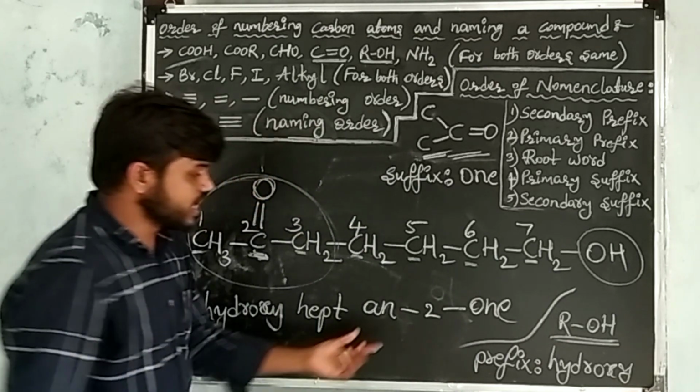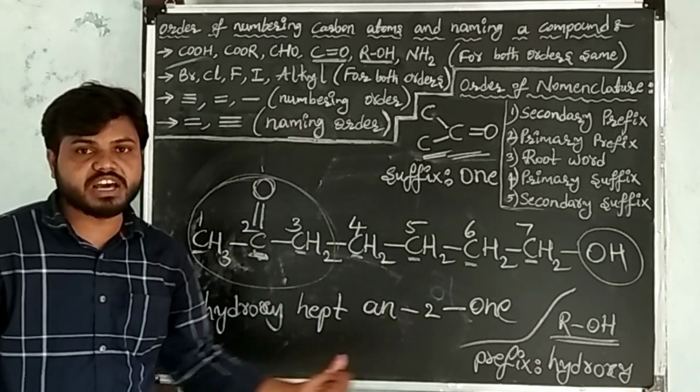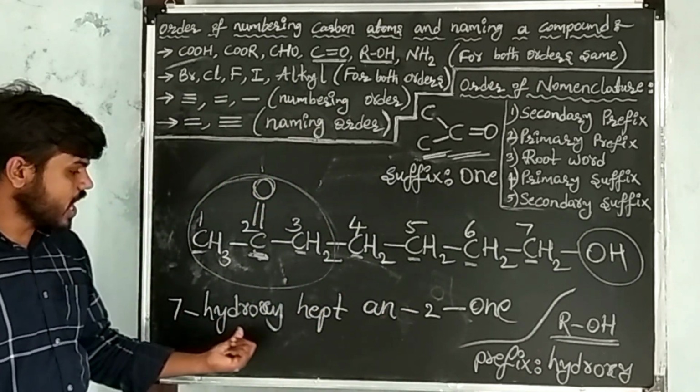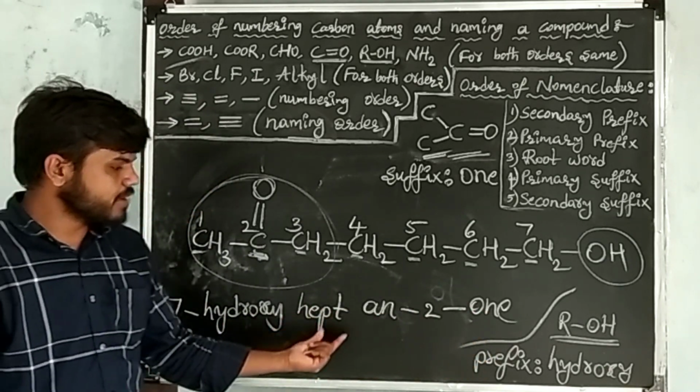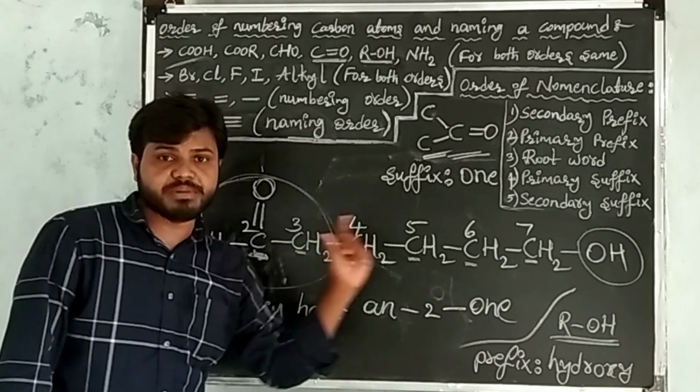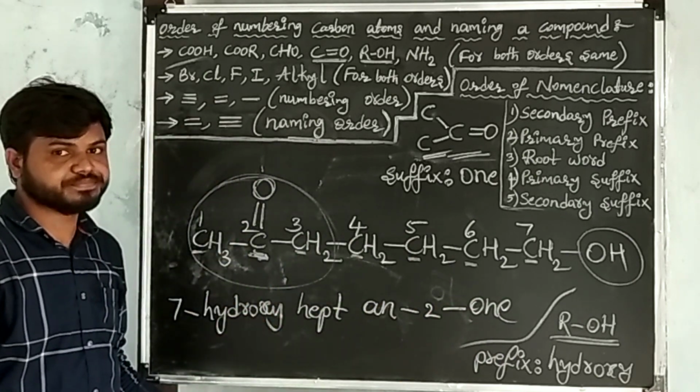Okay, this is the required IUPAC name of the given carbon compound, that is 7-hydroxyheptane-2-one. 7-hydroxyheptane-2-one is the IUPAC name of the given carbon compound.